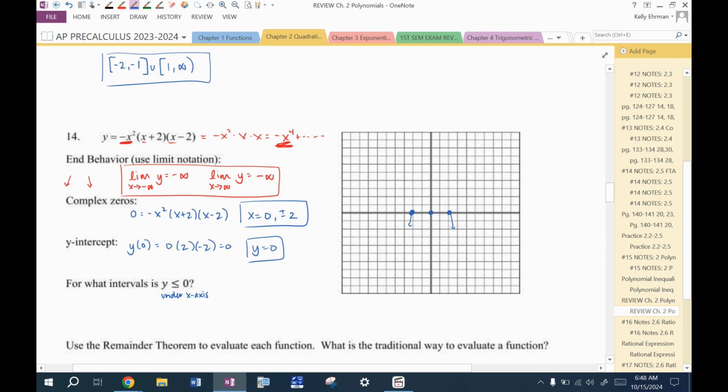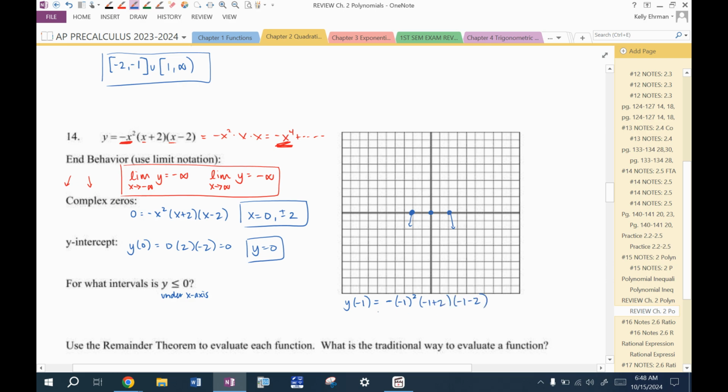The graph should be bouncing at 0 and then crossing through at 2 and negative 2. And I do have some extra points to put in here. I want to know how high up the graph needs to go. So I'm going to plug in negative 1 into the function and see what I get. So into negative x squared.